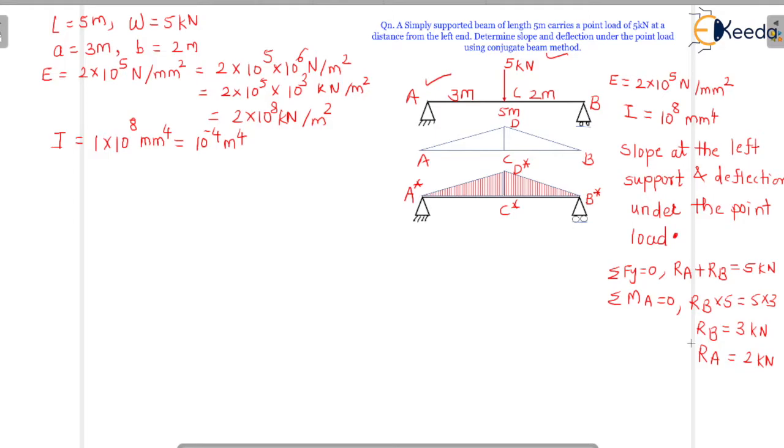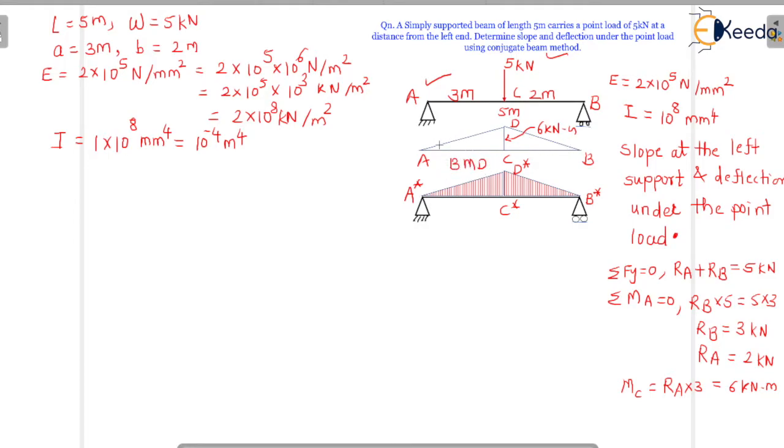Now what is the moment at this particular point C? Because the maximum bending moment will be under the load. When we see from this side, it is nothing but RA into 3. RA is 2 kilonewton, so 2 into 3, that is 6 kilonewton meter is the moment at C. Okay, so this is our bending moment diagram.